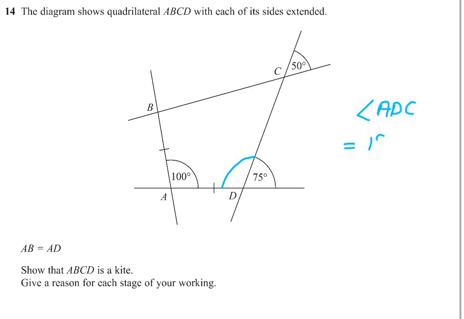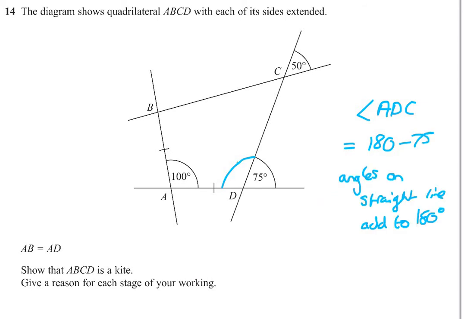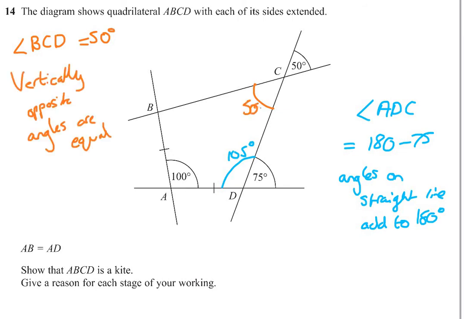And this is 180 take away 75, because angles on a straight line add to 180. So that means that this is 105 degrees. We can also work out this one here. So this is angle BCD. And this is 50 degrees, because vertically opposite angles are equal. Okay, so we're doing well. We've now got 3 out of our 4 angles in this quadrilateral. So another thing is that angles in a quadrilateral add to 360. So I'll just write angles in quad add to 360.